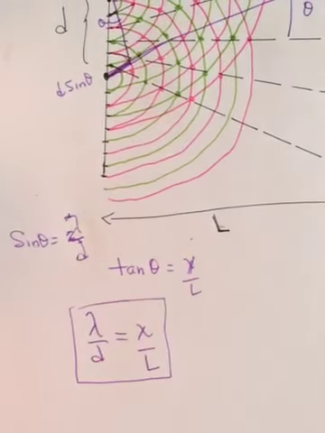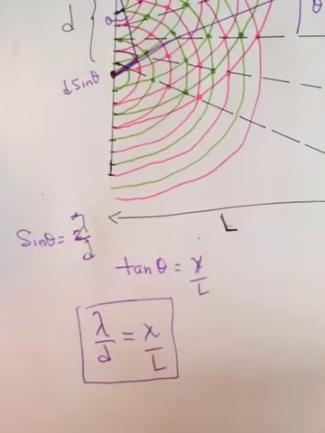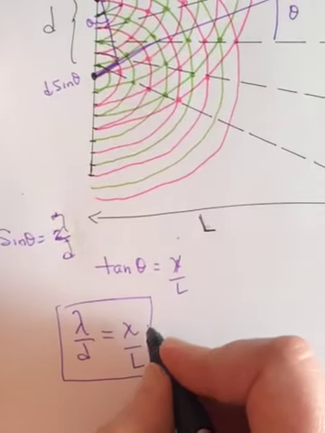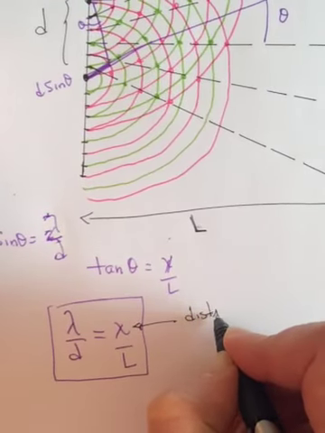Okay? And that's what all that mumbo jumbo is in your notes if you printed out the sheets that I gave you. It's just deriving that lambda over D is equal to x over L, where x is the distance between the bright spots or fringes.